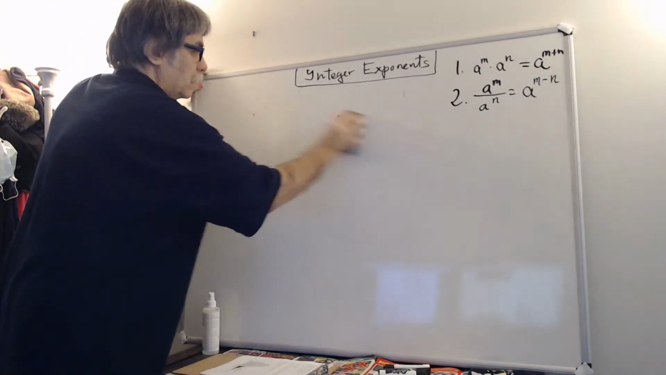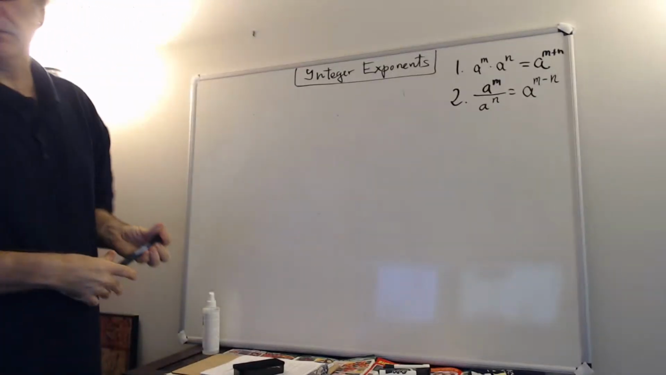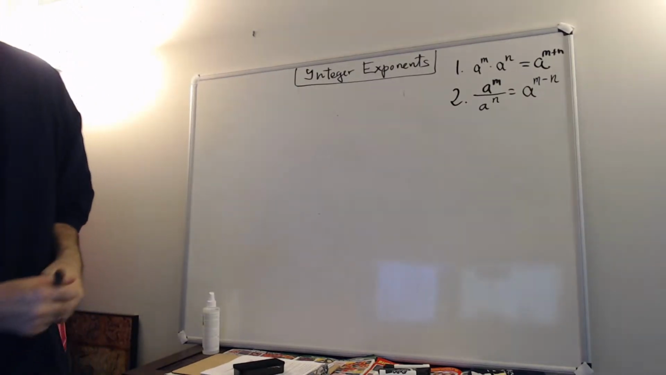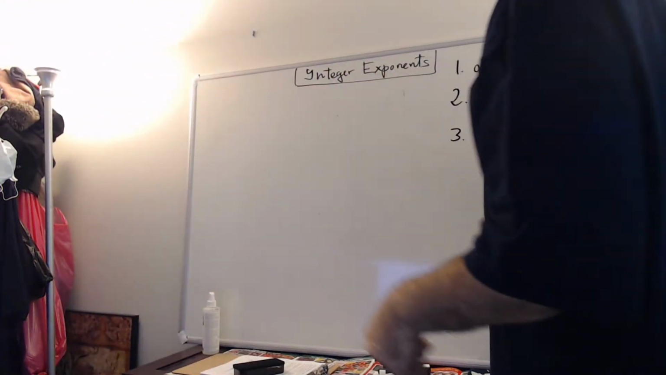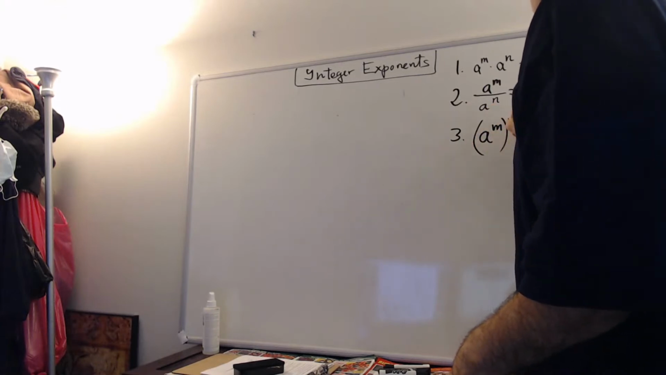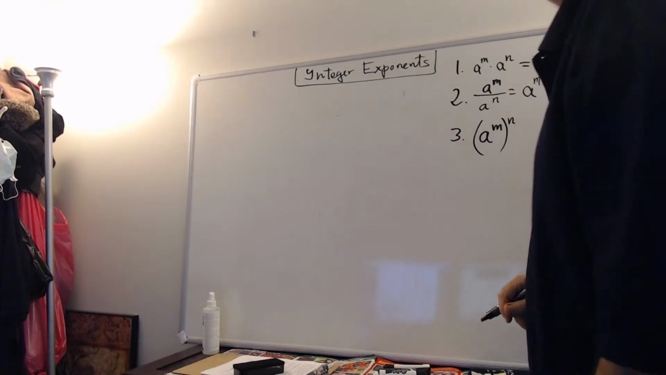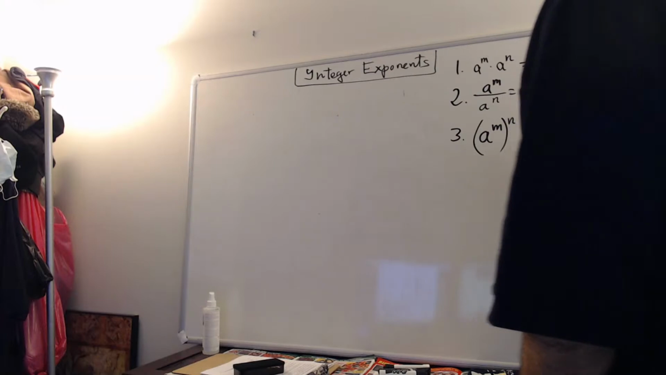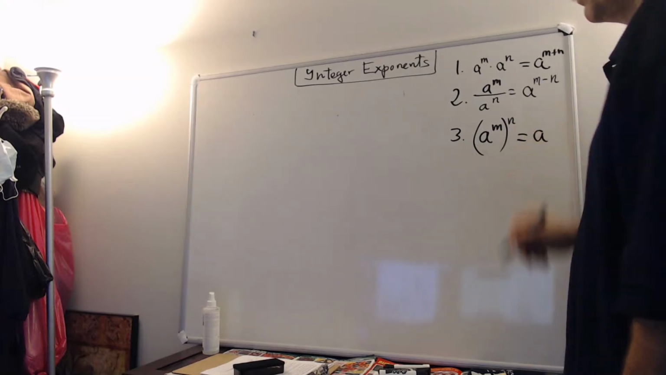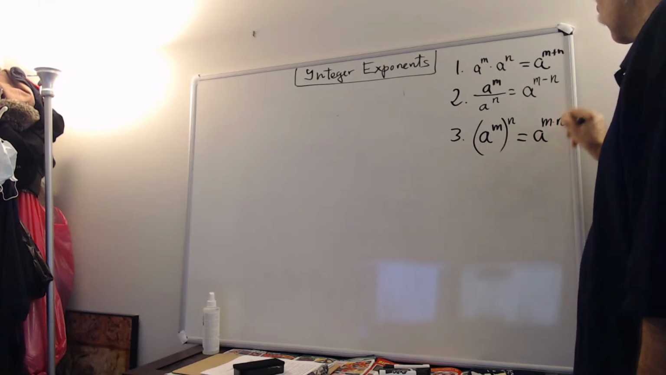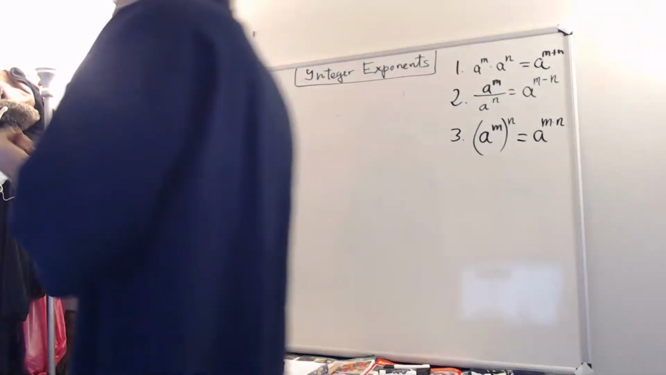Okay. Now these are not the only two. We actually have a few more rules. The third rule is applicable to a power that is made into another power. So you have a power of a power. What we do here is we just write the base and we multiply the exponents. So that's the property.